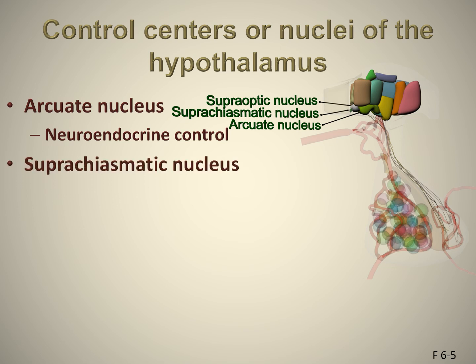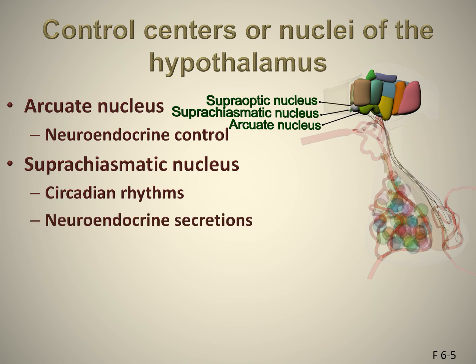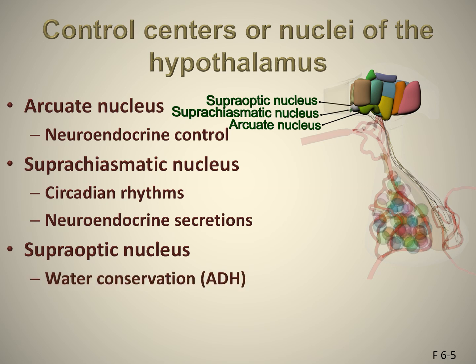The suprachiasmatic nucleus plays a role in the maintenance of circadian rhythms. It does this through the secretion of several hormones that regulate body function during a daily or 24-hour cycle. The supraoptic nucleus detects the state of hydration and, if needed, secretes antidiuretic hormone, a hormone which will help the kidney to retain water.